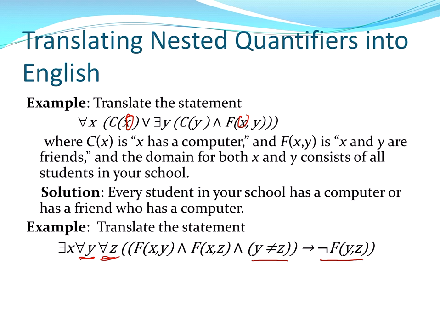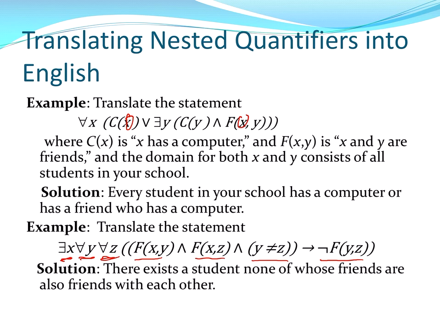So this basically says that there's a person, x, such that if he has a friend y and a friend z, and they're not the same person, then y and z are not friends. So there's a student, none of whose friends are also friends with each other.